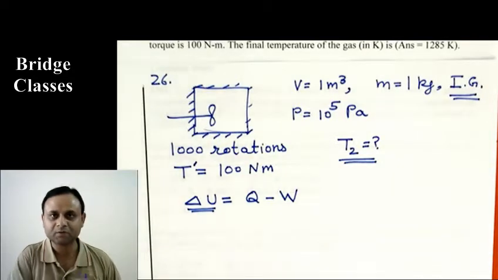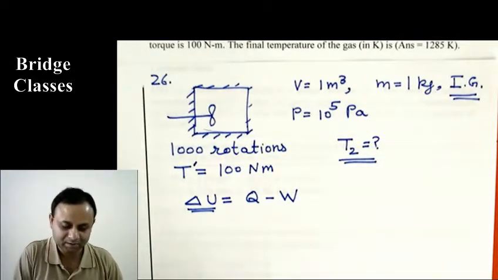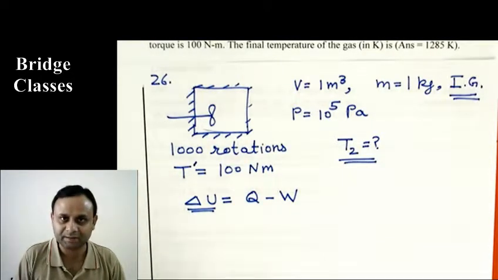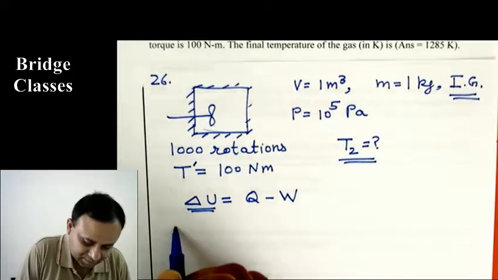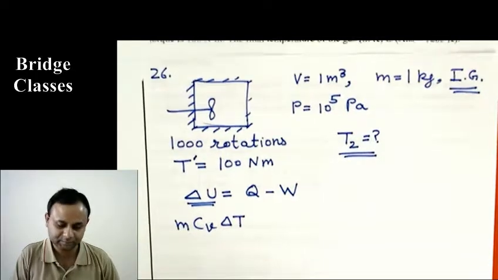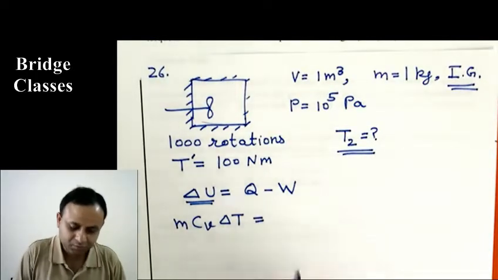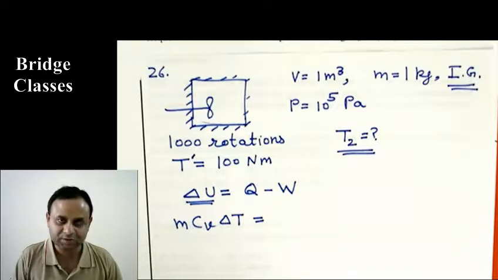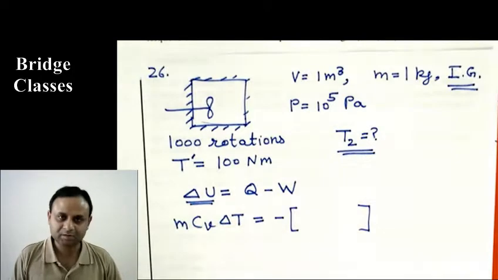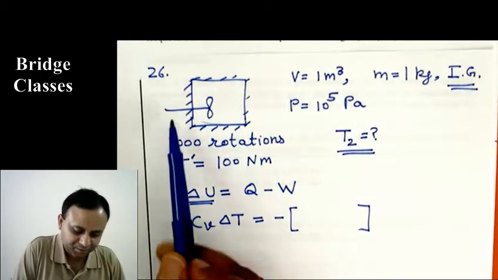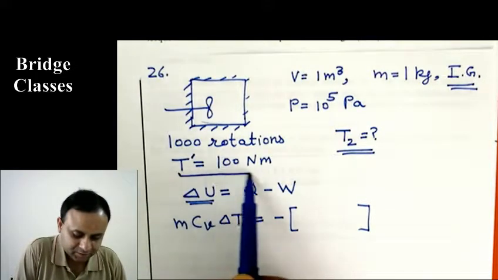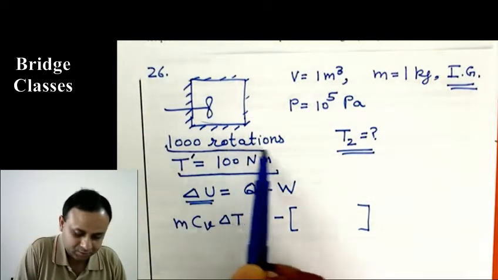And we are given the value of Cp and Cv. So that means the problem says use constant specific heat. So delta U is m Cv delta T equals Q. Q is 0 because it is insulated, there is no heat transfer, minus W. There is no boundary work, but work is done by this stirrer. And we are given torque. Torque is this much, and it undergoes 1000 rotations.